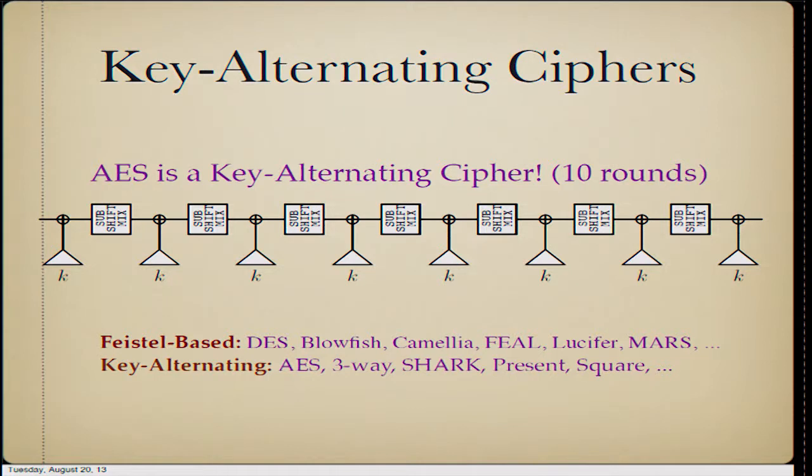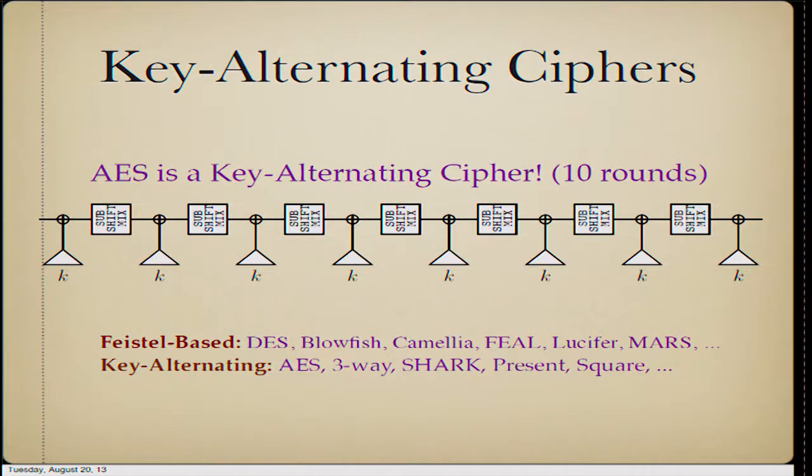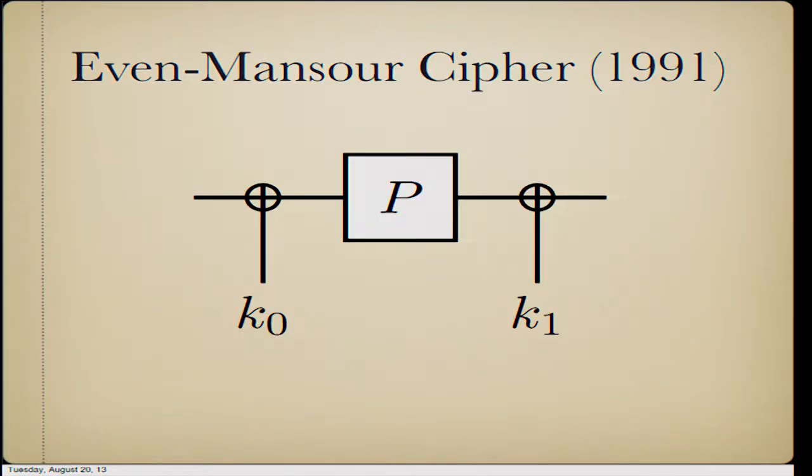Basically, block ciphers tend to fall into two different families, either Feistel-based or key alternating. And the more modern ones tend to be key alternating. So it's interesting to look at key alternating ciphers from the point of view of provable security. I'll tell you a little bit about what's been done, which isn't that much, and mostly very recent, except for this one thing from 1991.